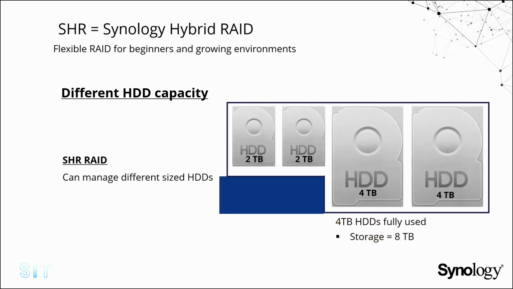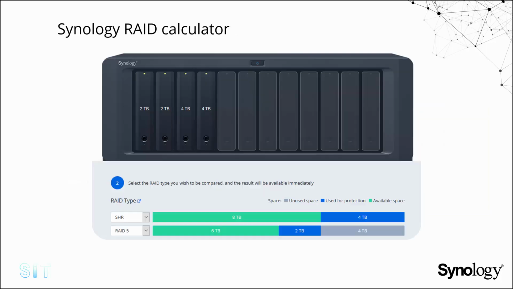SHR, on the other hand, can, if we always use pairs of the same size, fully utilize the greater capacity and make it available to the user. This happens because a small sub-RAID is being built here. Of course, this happens automatically and the user doesn't have to do anything. The SHR therefore offers great storage growth with the larger HDDs, which we will add to the system later.